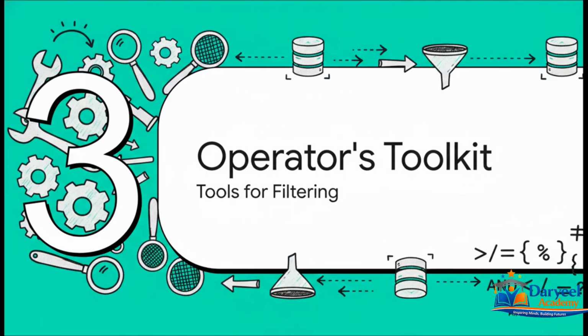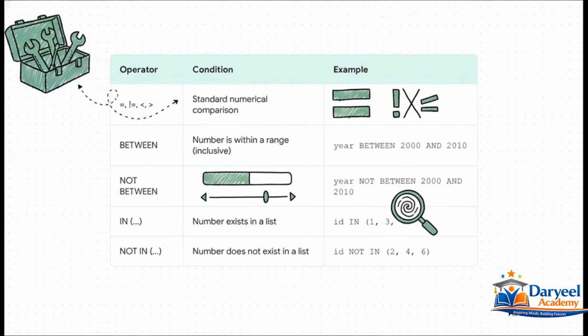Now the WHERE clause is powerful, but it doesn't work alone. Nope, it's got this awesome toolkit full of things called operators, and they are what let you get super specific with your filters. So this is basically your operators toolkit. You've got your everyday tools like equals, not equals, greater than, less than, but then you have these really cool specialty tools like BETWEEN, perfect for grabbing everything in a date or number range, and IN, which is amazing when you have a specific list of things you're looking for. These are what give your WHERE clause its real power.